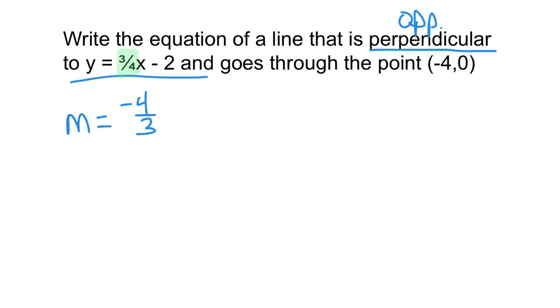And then I've got to think about the point it's got to go through. Now, this looks like it could be a y-intercept, but it is not. It does not start with 0. It ends in 0, which makes it an x-intercept. So I'm going to have to use that point and this slope to find b.